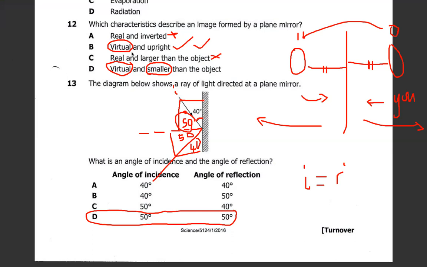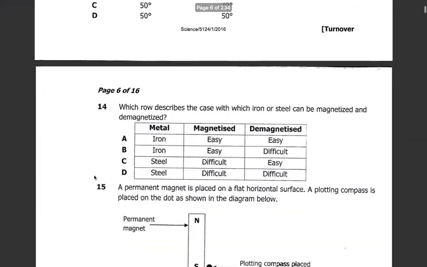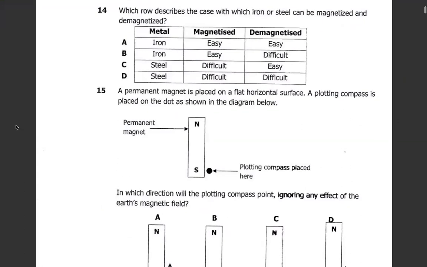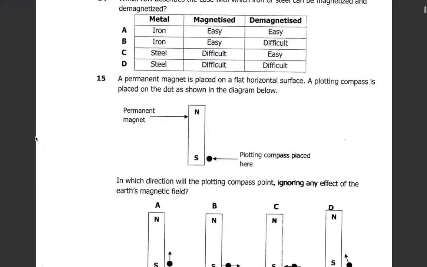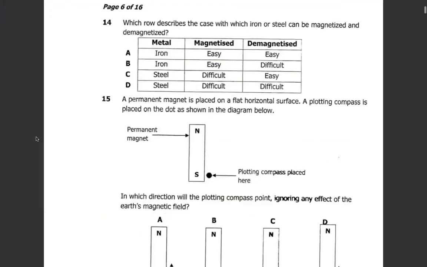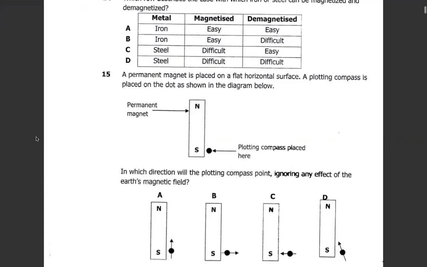So if we can proceed, if you have questions, guys, just put up your hand. I'll quickly go back. We look at 14 and 15. 14 here says, which row describes the case with which iron or steel can be magnetized or demagnetized.